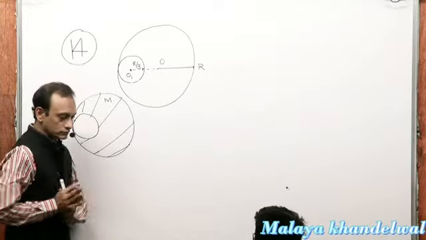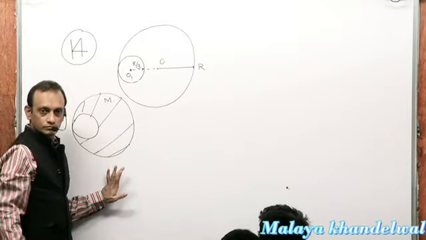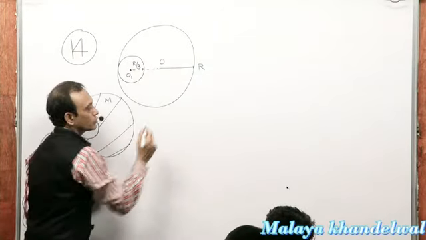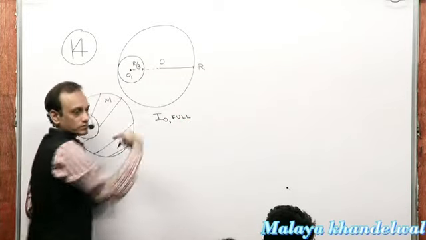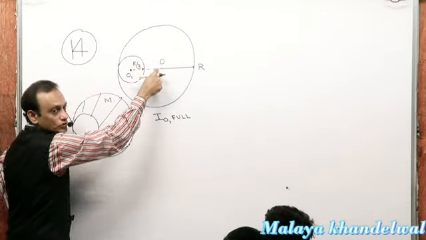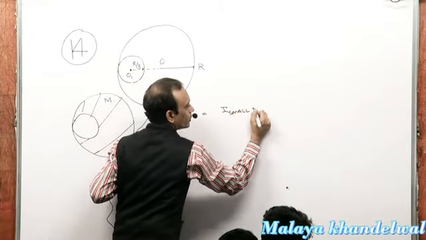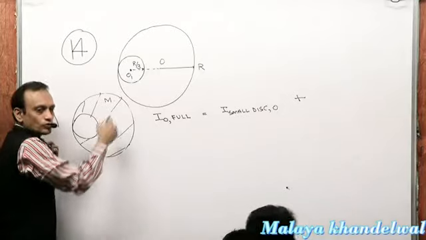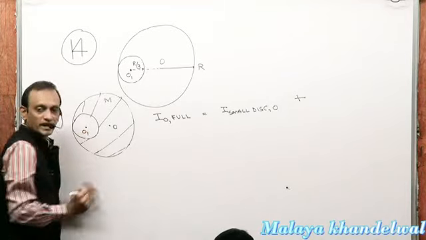Now, one thing. When you look at this full sheet, and you look at the moment of inertia about O of the full sheet, when nothing was cut, it was because of two things. It was because of the moment of inertia of this smaller disk about O, plus the moment of inertia of the shaded region about O. Yes or no? Can I say this?